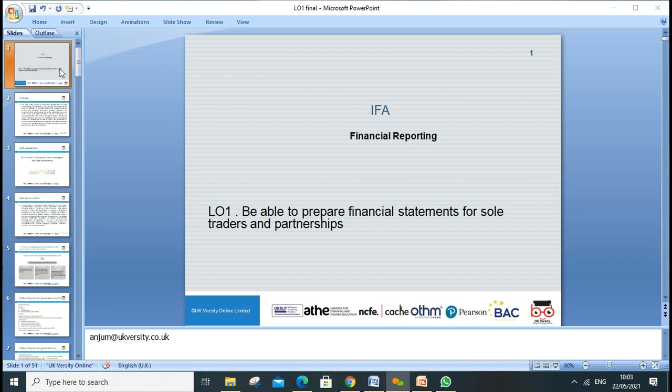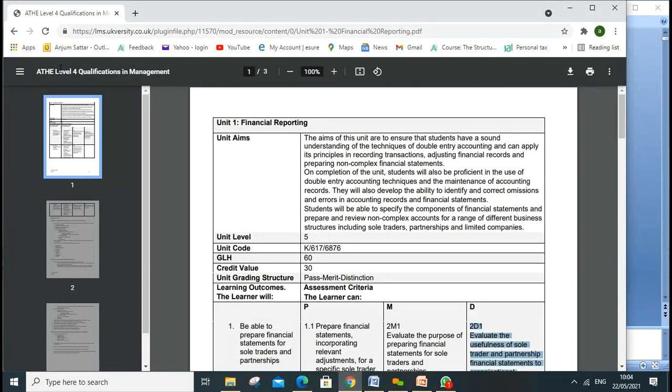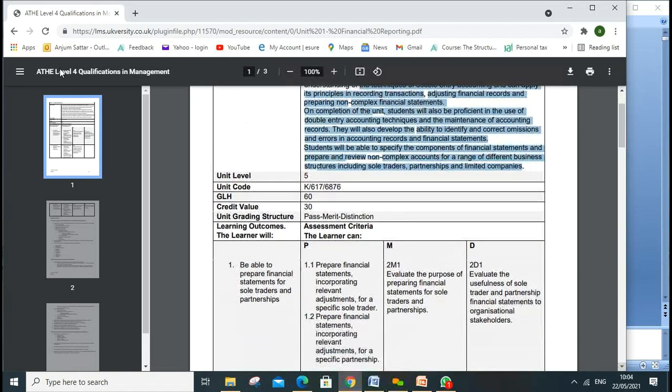Today's lesson will go through LO1, learning outcome one, which is to be able to prepare the financial statements for sole traders and partnerships. That will be the key focus of our discussion. The aim of this unit is to ensure students have a sound understanding and technique of double entry bookkeeping, which we'll discuss as well, and prepare financial statements. We'll go through different adjustments within financial statements and how we can prepare complex accounts.